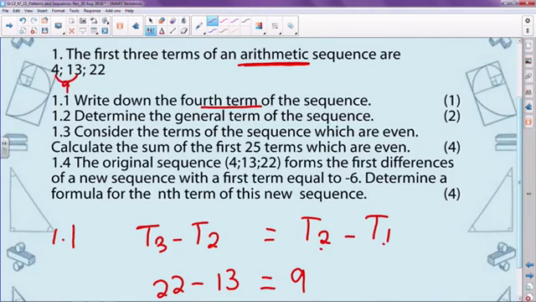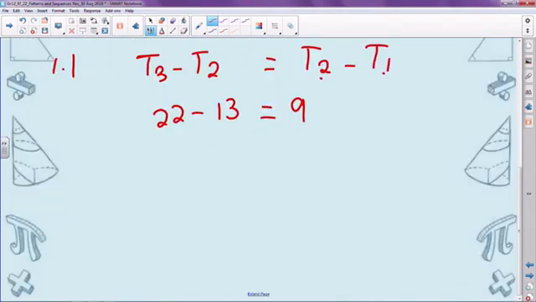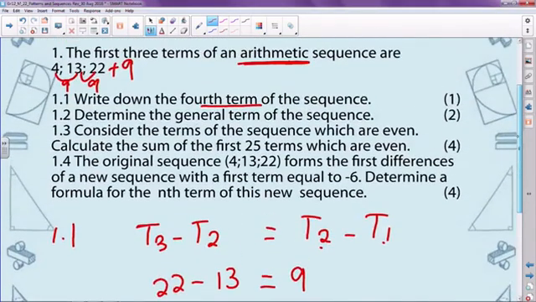So if I want to find the fourth term of the sequence, the easiest way is to just add 9 onto my third term instead of using a formula. So term 4 will be 22, which is term 3, plus 9, and that's going to give us an answer of 31. All right. Okay, let's go into the next one, 1.2.